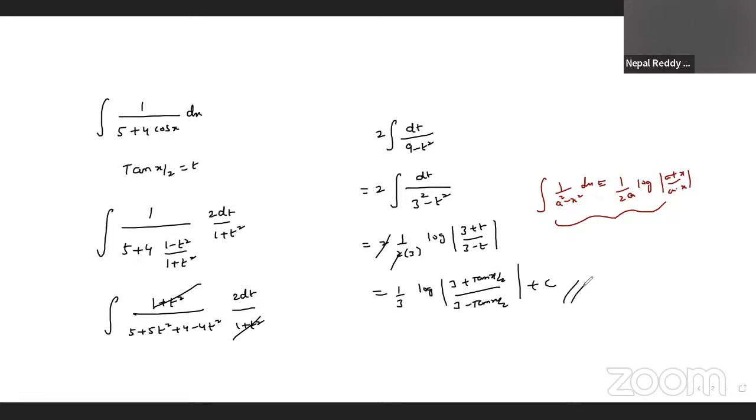This is the process to find integral values of functions of the form 1 by a plus b cos x, 1 by a plus b sin x. And in case you have a plus b cos 2x or a plus b sin 2x, what happens? Observe. Suppose the question is integral 1 by 4 plus 5 sin 2x dx.